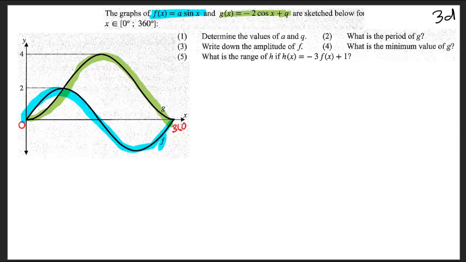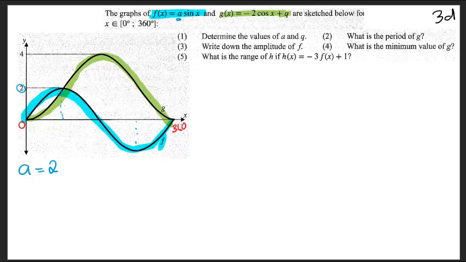So let's start with the f of x. We know that this a value normally refers to our amplitude. And when I look at my graph, the amplitude here for the f graph is going to be 2. So I'm going to say that a equals 2 because my amplitude is 2. Second equation, what is the value of q?